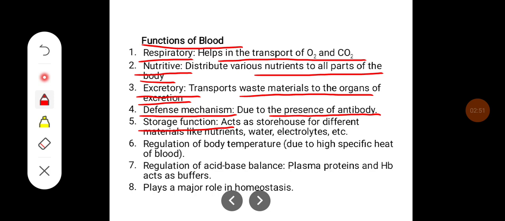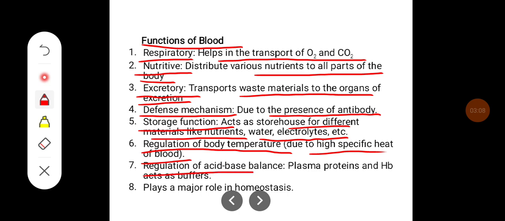It has a storage function, as it acts as a storehouse for different materials like nutrients, water, and electrolytes. It helps in the regulation of body temperature due to the high specific heat of the blood. And it is very important for regulation of the acid-base balance, as plasma proteins and hemoglobin are potent buffers. And they play a major role in homeostasis.